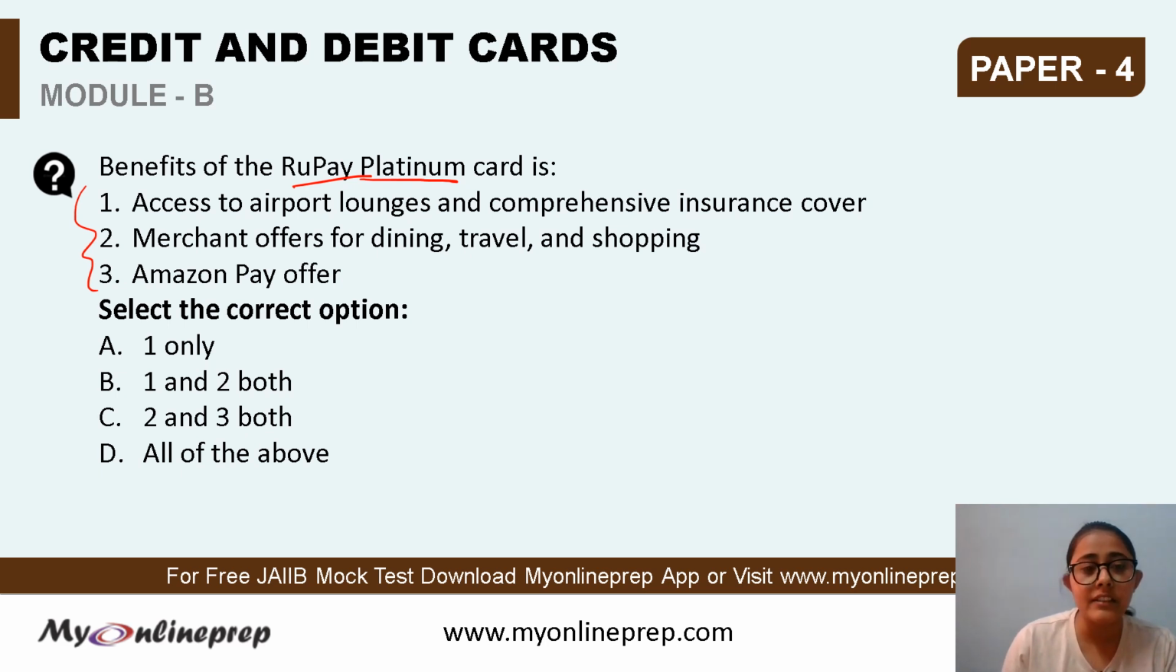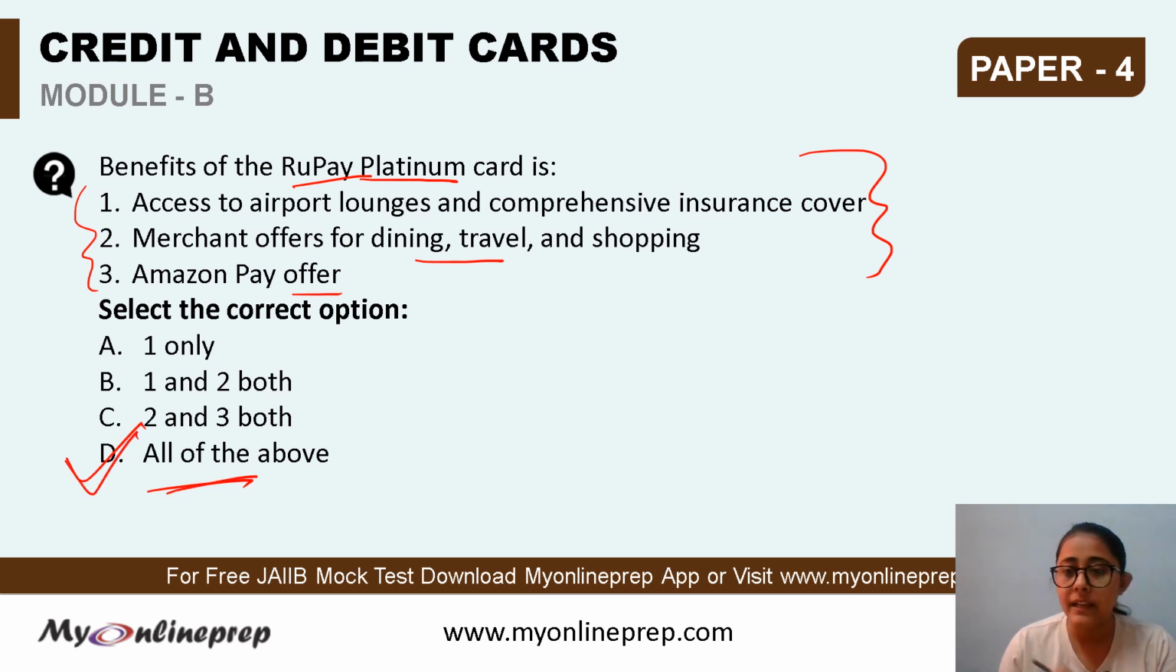So if you read the statements carefully, actually all of these services are provided under the RuPay Platinum card. That is, all of the above is the right answer. It provides access to airport lounges and comprehensive insurance cover, as well as merchant discount offers for dining, travel and shopping. Amazon Pay offer. All of these services are provided under the RuPay Platinum card. So our correct option for this question is option D, all of the above.